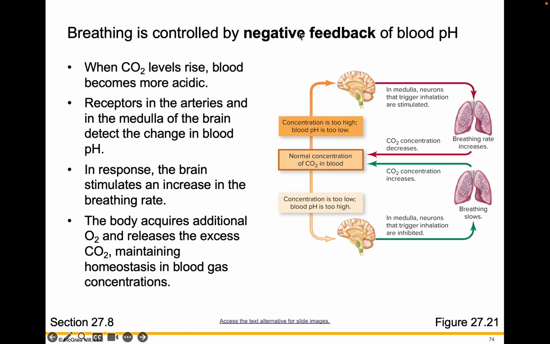All right, breathing is controlled by a negative feedback of blood pH. So when CO2 levels rise, the blood becomes more acidic. Receptors in the arteries and in the medulla of the brain detect that change in blood pH. And in response, the brain stimulates an increase in the breathing rate. The body acquires additional oxygen gas and releases the excess CO2, maintaining homeostasis and blood gas concentrations.